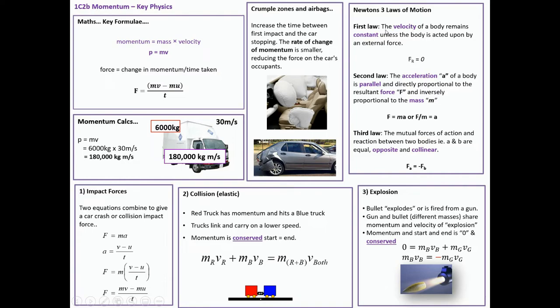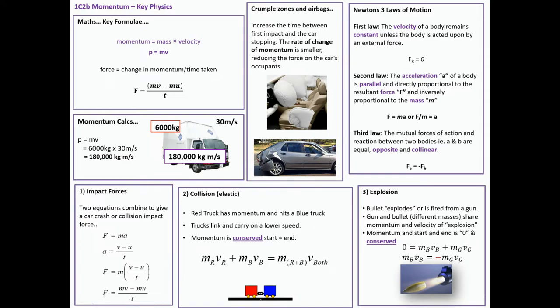So the velocity of a body remains constant unless the body is acted on by an external force. So resultant force is naught is law 1. Law 2, the second law: the acceleration of a body is directly proportional to the resultant force F, and inversely proportional to mass m. So F equals ma, or F over m is a, of course. Third law: the mutual force of action and reaction between two bodies, i.e. body A, body B, object A, object B, is opposite and collinear. Collinear means in a line, so force A equals minus force B.